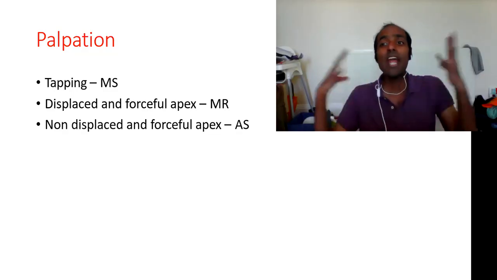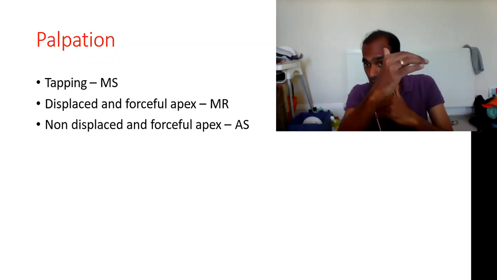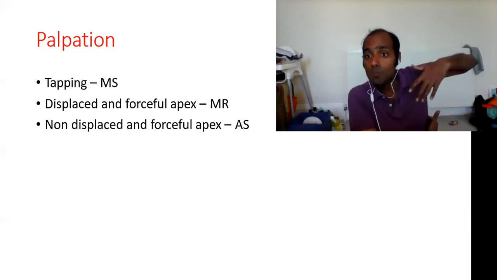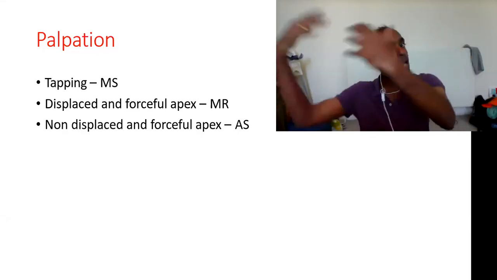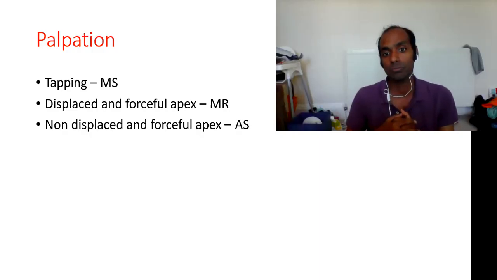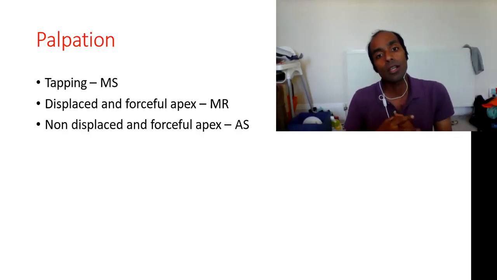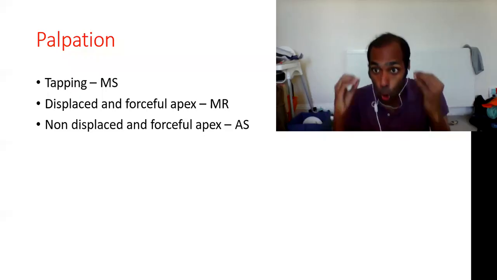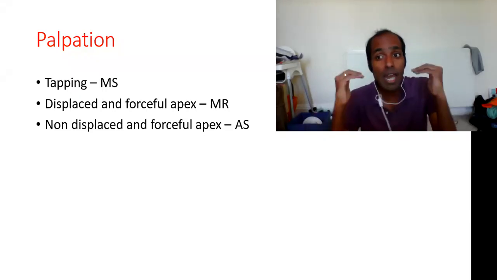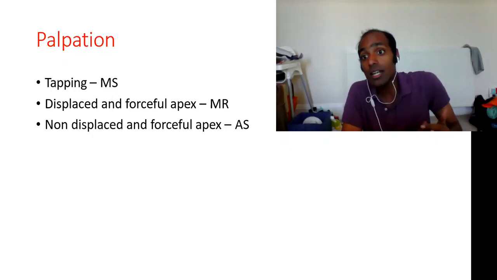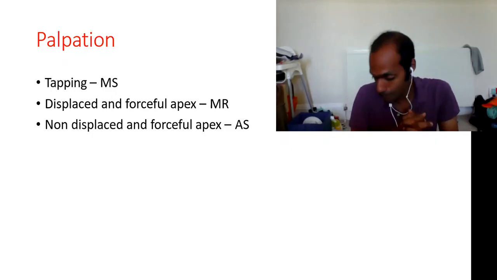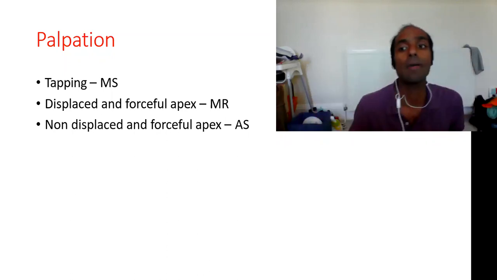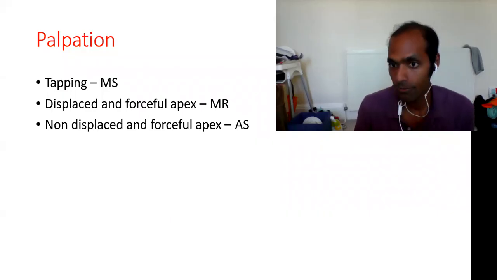Number 2, very high volume pulses, wide pulse pressure, hyperdynamic circulation, collapsing pulse, a displaced forceful apex or a thrusting apex. What is the diagnosis? Aortic regurgitation. Difficult to feel pulses, carotid thrill, slow rising pulses, sustained pulses, and that with a heaving apex, diagnosis aortic stenosis. A high volume pulse but no collapsing pulse with a thrusting apex is mitral regurgitation. No stethoscope.